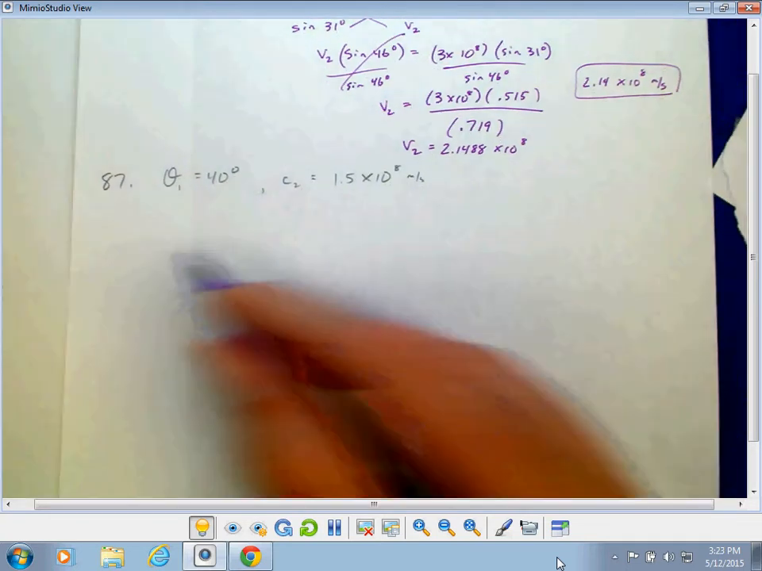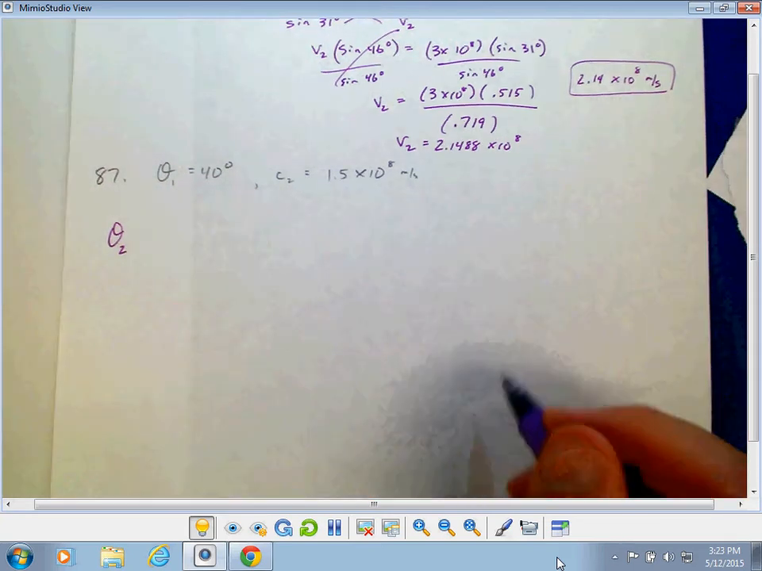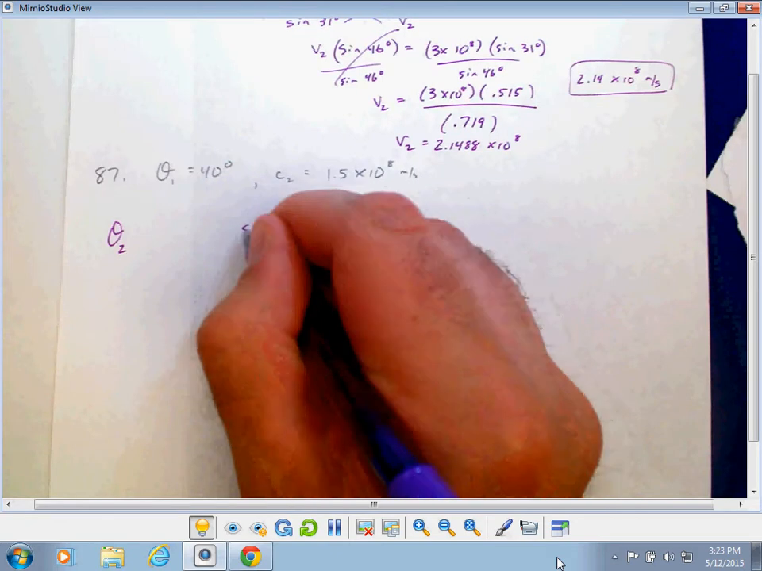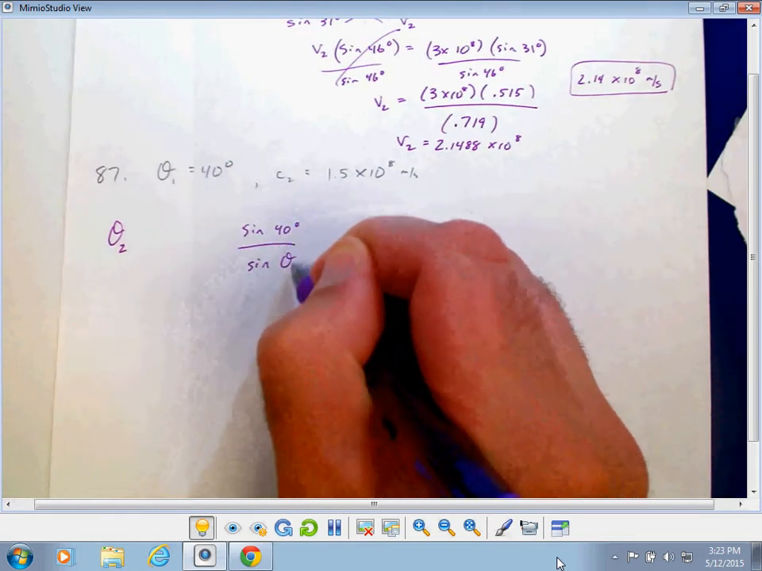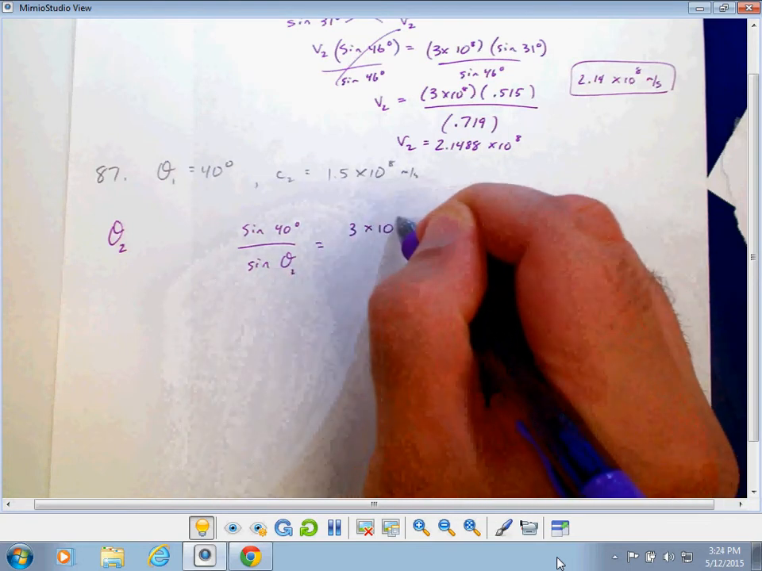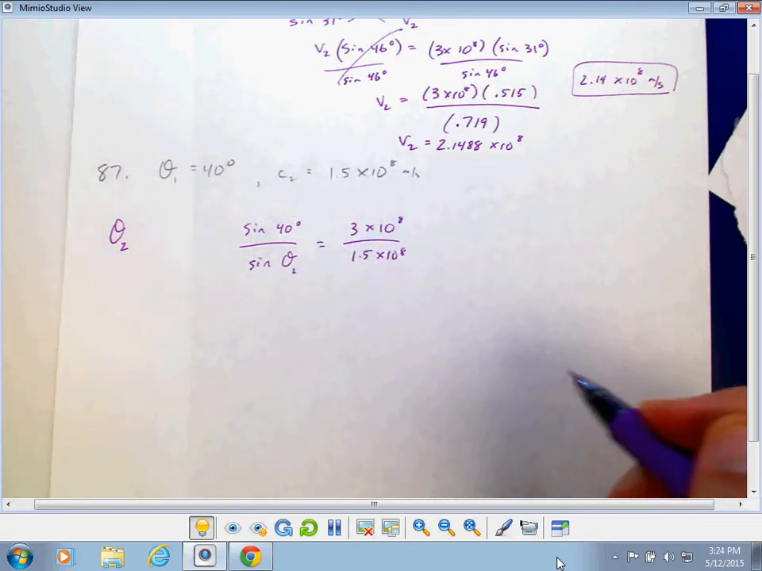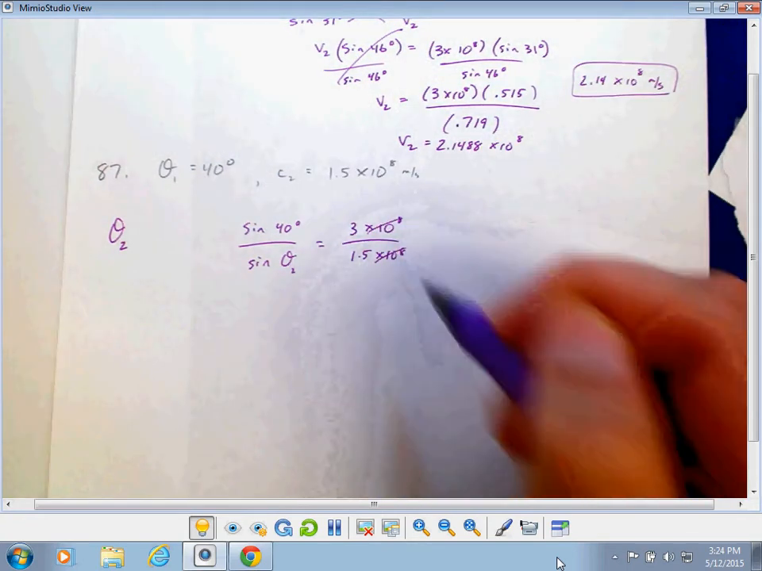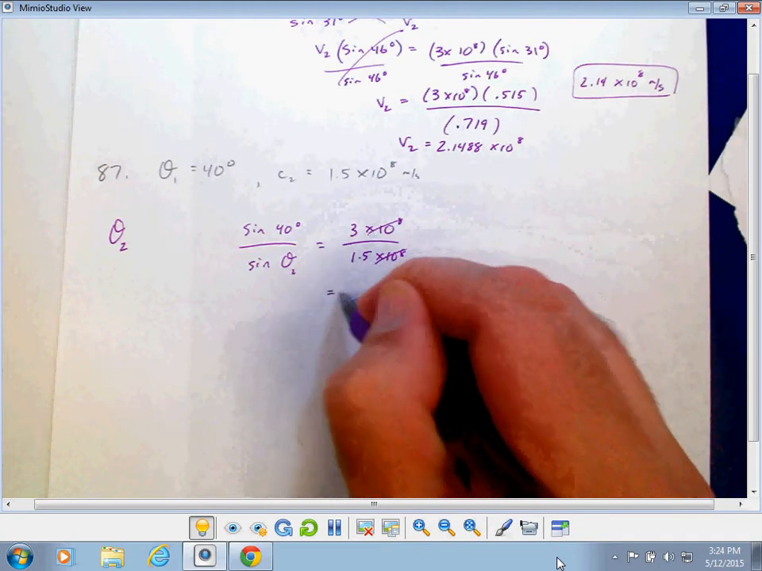If we do this one, this time we're looking for the second angle. It's going to require us to do a similar calculation, just slightly different. We'll do sine of 40 degrees over the sine of our angle equals 3 times 10 to the 8th over 1.5 times 10 to the 8th. Now you can make this a lot easier on yourself because you can cancel the times 10 to the 8th parts. Really this is 3 divided by 1.5, which is just 2.